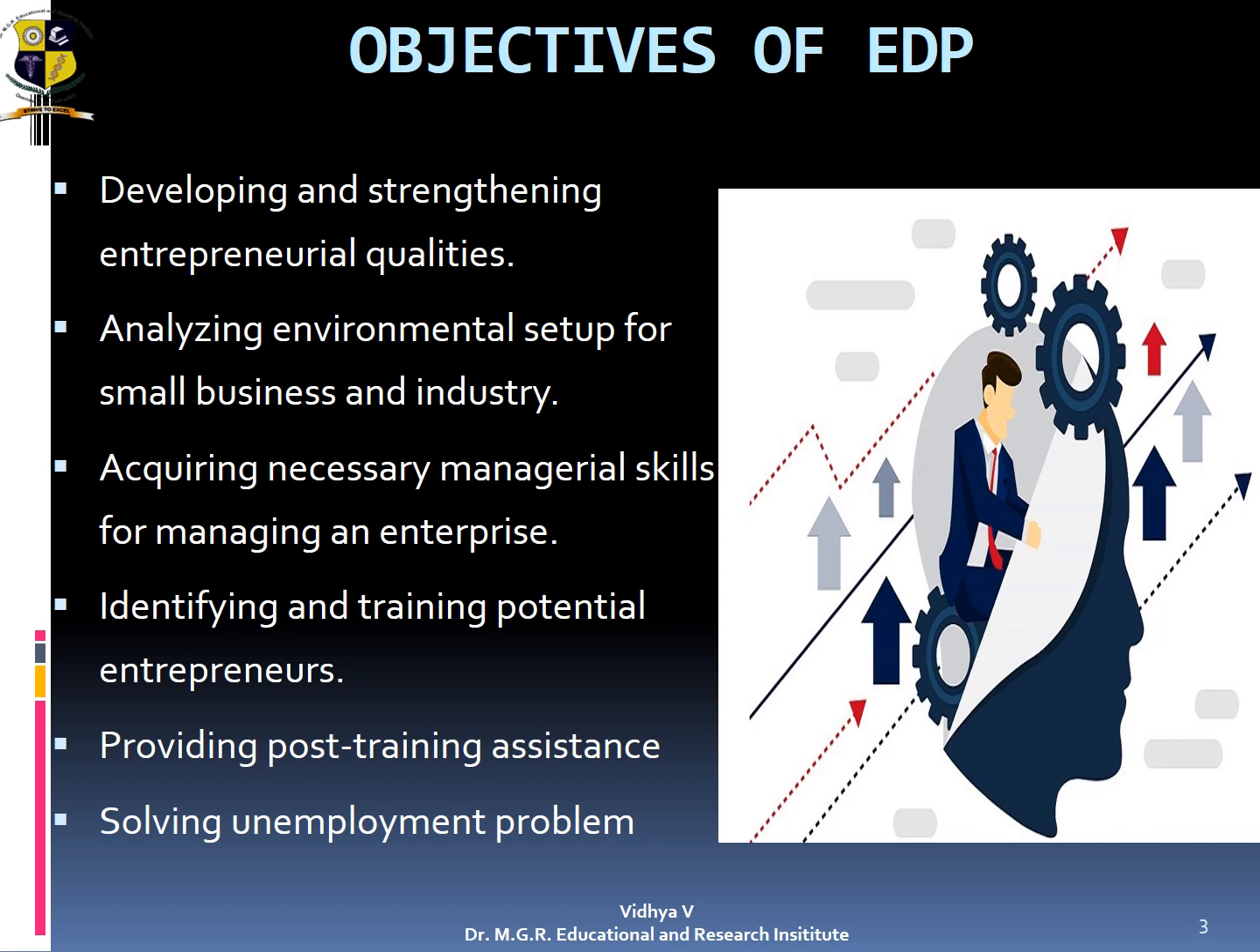So what are the objectives of EDP? The main thing is they develop and strengthen entrepreneurial qualities. Before they start a program, they analyze the environmental setup for small business and industries, and they help us in acquiring necessary managerial skills for managing an enterprise. Managerial skills can be managing your finance, your staffing, your human resources and so on. Then identifying and training potential entrepreneurs, and providing post-training assistance. So after training also they provide assistance. The last one is solving the unemployment problem.